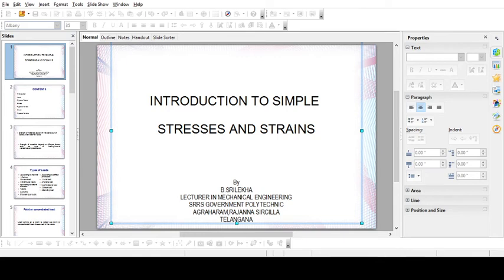Then phi will be equal to x by y. x is nothing but the displacement from the initial point to the final point, and y is the height of that body ABCD. So these are all the discussions which we have made today.